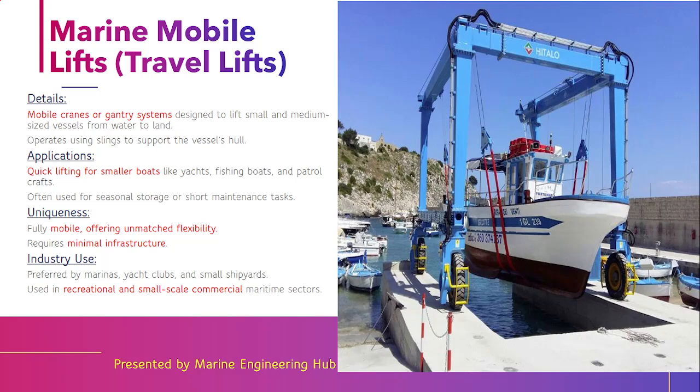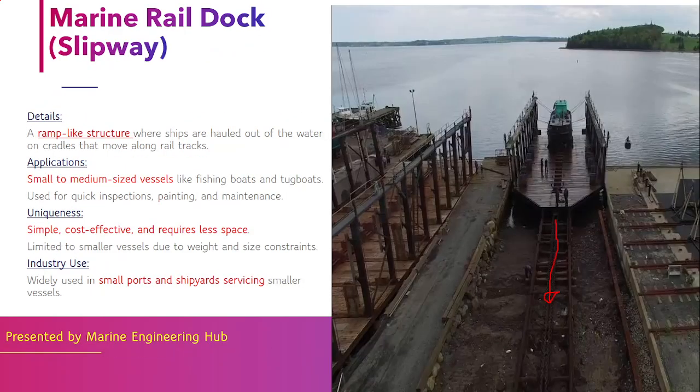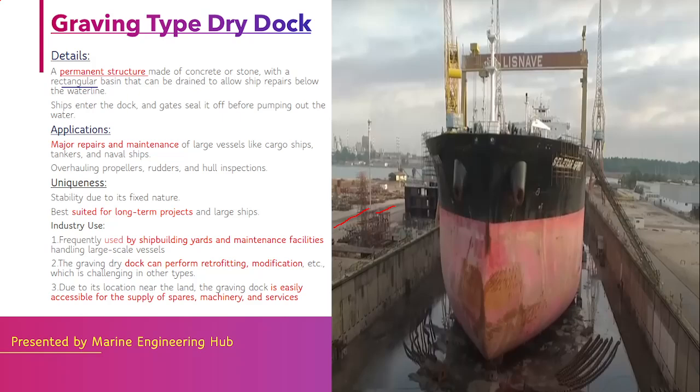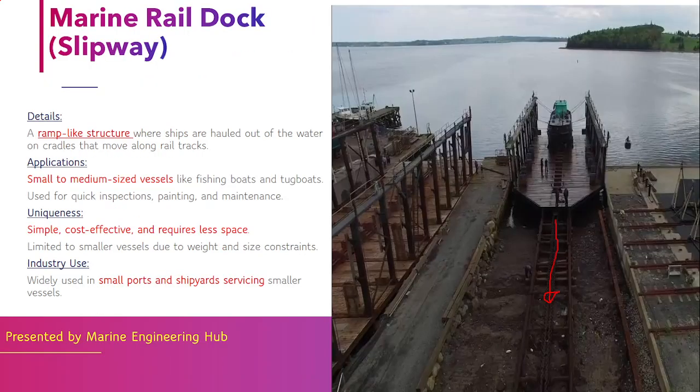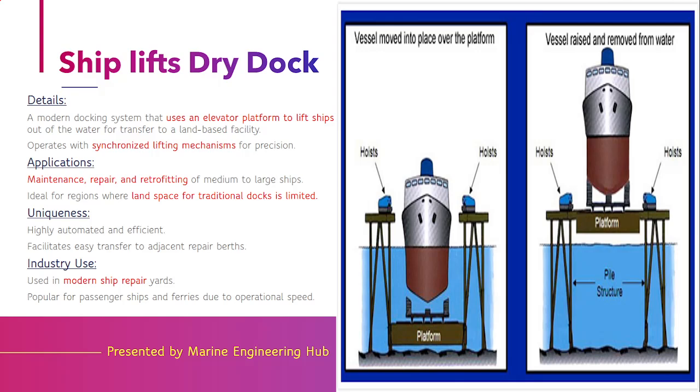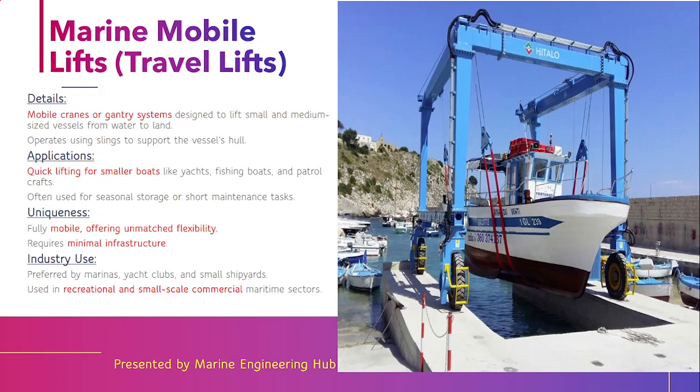So if anybody asks you to classify the dry dock based on size, you can say that the graving type is basically used for mostly large type of vessels and medium size and every type of vessel. The floating type can be used for a medium type of vessel, and the marine rail can be used for fishing boats, tugboats and other types. And for small type ferries, for passenger type we are using ship lift. For small type yacht, patrol boat or fishing boat we are using marine mobile lift.